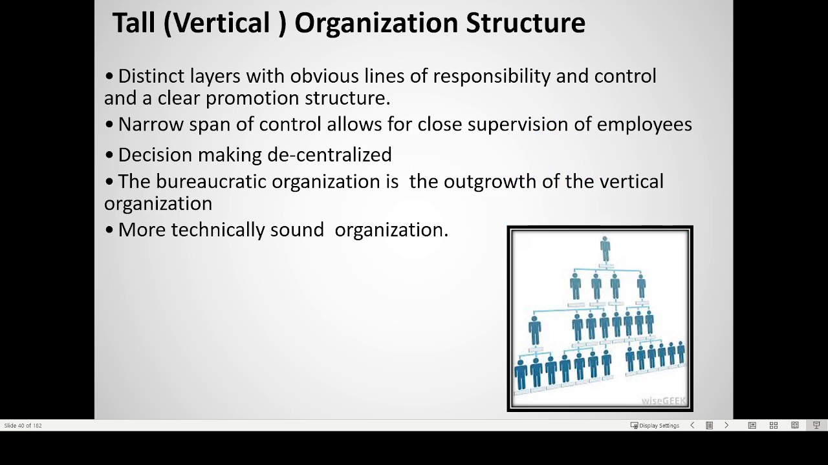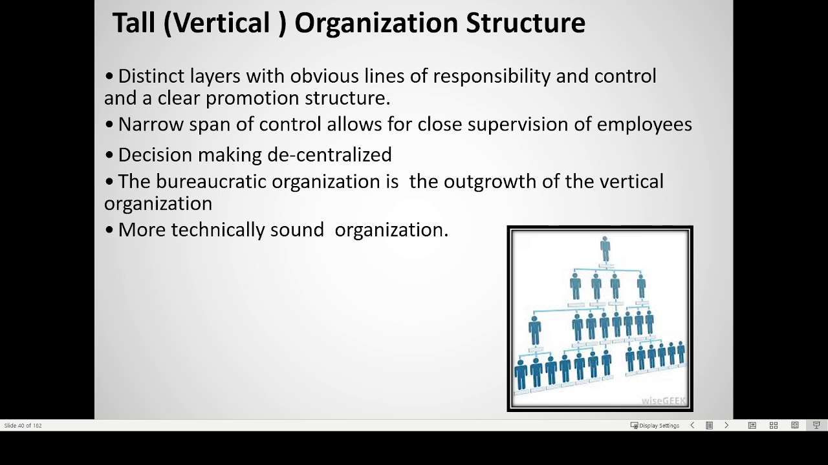Tall or vertical organizational structure. As you can see in the photo on the right, it's called tall because it has multiple distinct layers, which give it the shape of a tall structure. These are distinct layers with obvious lines of responsibilities and control, and clear promotion structures. Each line is promoted to the upper line.